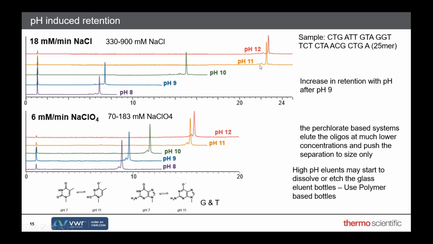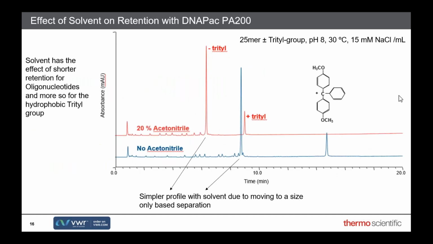If you look at the pH 11 trace in orange, you can see the sodium chloride has much more impurities in the baseline here than you have with the perchlorate eluent. It's mainly just that size-based separation. So here, if we go on now, we'll look at the effect of solvent.